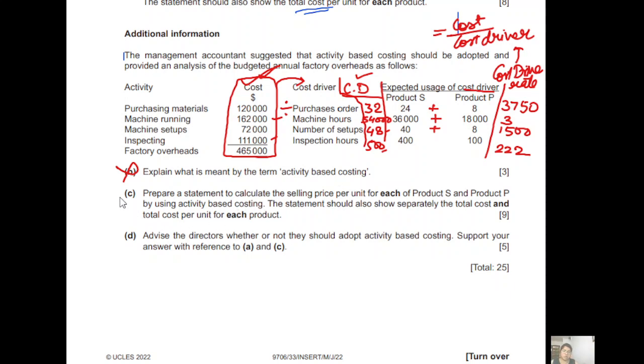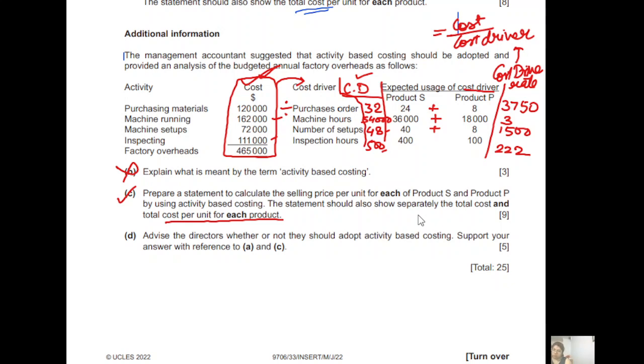Next we are going to move to the C part. Prepare a statement to calculate the selling price per unit for products S and P by using activity based costing. The statement should also show separately the total cost and total cost per unit of each product. So they want total cost and total cost per unit of each product.